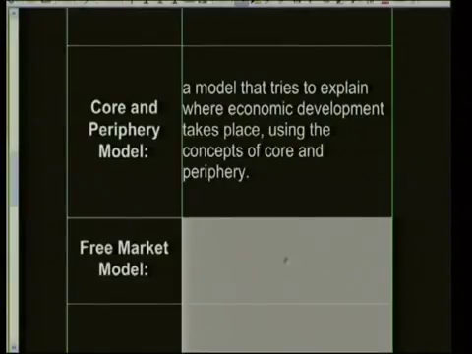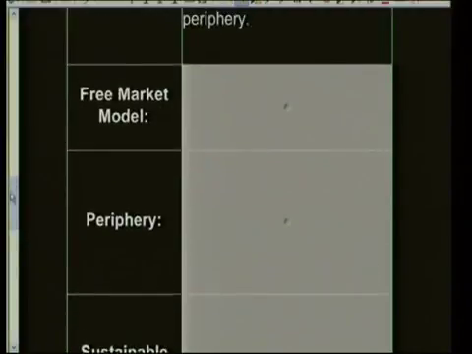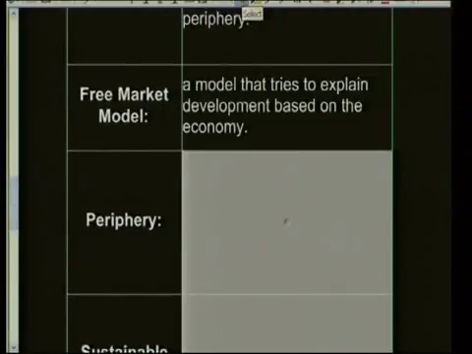All right, the core periphery model, that's one of the models that we are going to be studying in today's lesson. It says it's a model that tries to explain where economic development takes place using the concepts of the core and the periphery. I think a bit later on we look at a definition of the periphery, but just in brief, the periphery refers to the outside or what's surrounding the core. So when we refer to the core and periphery model, we're looking at the center part and anything that is surrounding that center part.